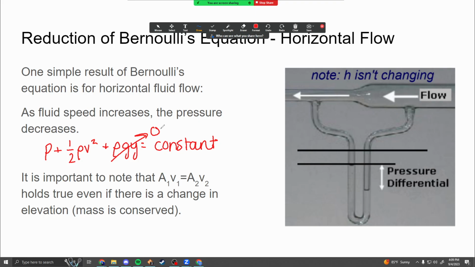And it's going to be important to note that A1 V1 is equal to A2 V2. That's still going to hold true even if there is a change in elevation. That has nothing to do with that change in elevation, because at the end of the day, that is a continuity equation that only has to do with the fact that mass is a conserved quantity.